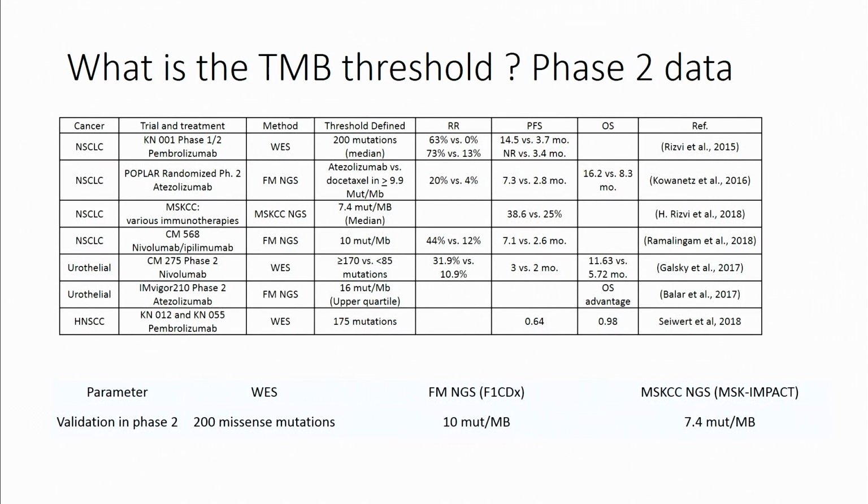This is the tough part: what is the TMB threshold? What is the number that you need to be? What's the equivalent of PD-L1 more than 50% for lung cancer? And it's not straightforward.